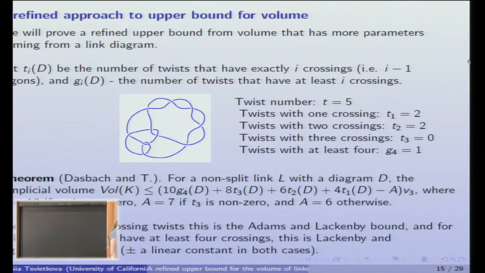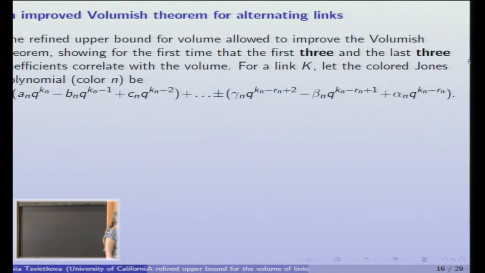And something we showed, which seems actually very natural, is that for a non-split link with a diagram D, the simplicial volume is at most 10 T_{≥4}, which counts long twists of length at least four, plus 8 T3, plus 6 T2, plus 4 T1, minus a certain linear constant, multiplied by the volume of the regular ideal tetrahedron. So if you look at the previous slide, for links with short twists, that's exactly the bound that was established by Adams and Lackenby. And if you look at diagrams where there are many long twists, that's exactly the other bound with 10 in front of it. So it's kind of a mix and a hybrid, but a very natural one. And this really allowed us to finally involve the third coefficient. So a refined upper bound allowed us to improve the volume theorem now.